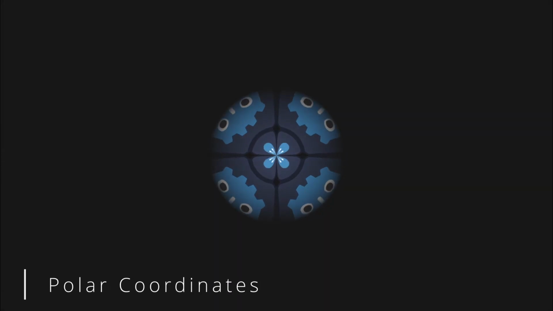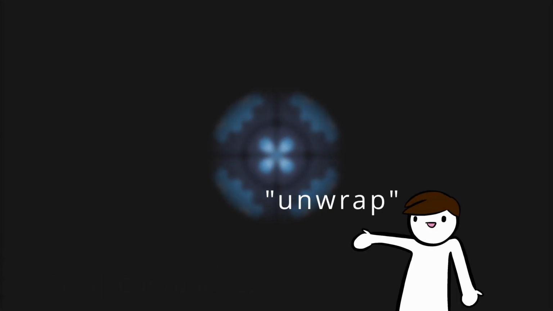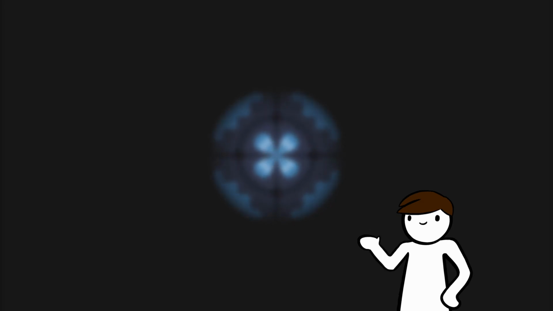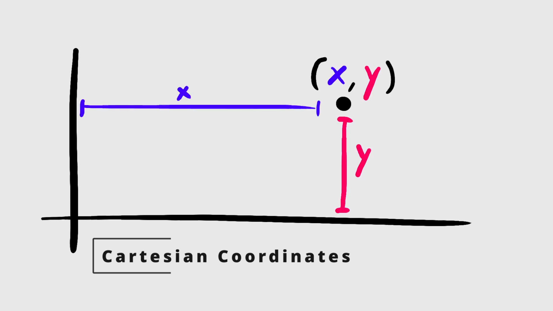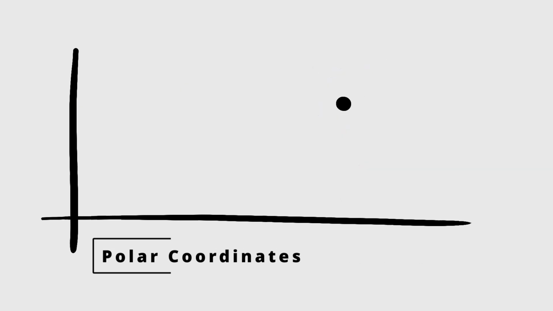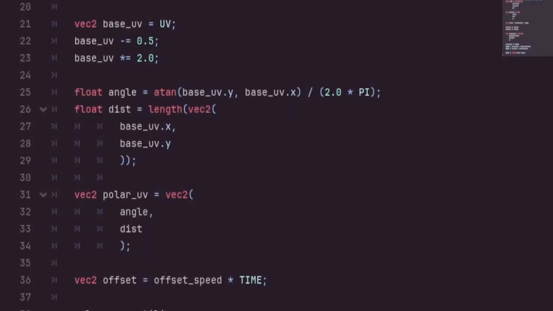Number 5. Polar coordinates. Polar coordinates allow us to unwrap our textures radially. I linked a more in-depth explanation about polar coordinates in the description below. But as a quick summary, our usual Cartesian coordinates define points by their value in the x and y axes. Polar coordinates, on the other hand, define points by their angle and how far away it is. In Godot, that would look like this.